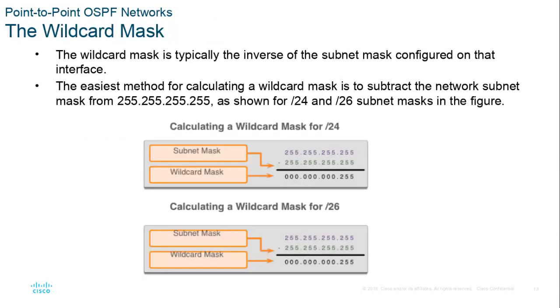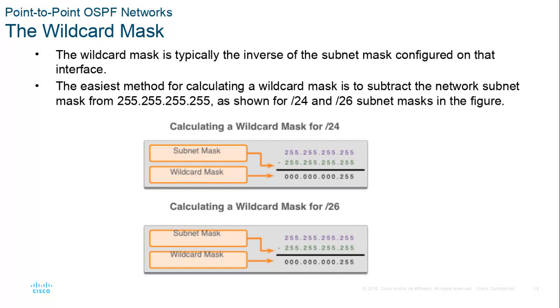Fortunately, in this course, it's only single-area OSPF. Okay, here's a little bit more about the wildcard mask. Typically, it's the inverse, the mirror image of the subnet mask. So when I configured that interface, I said interface G0/0, IP address 192.168.1.1, 255.255.255.0, and pressed the enter key. Here's an example of how to convert back and forth between subnet masks and wildcard masks.